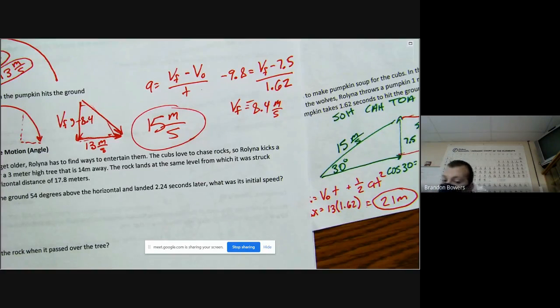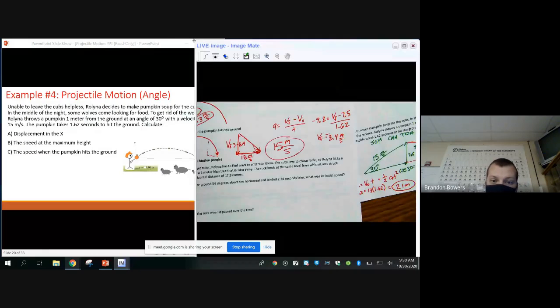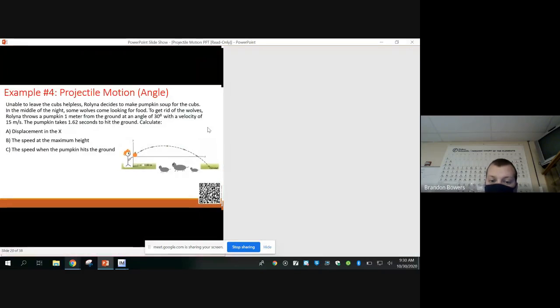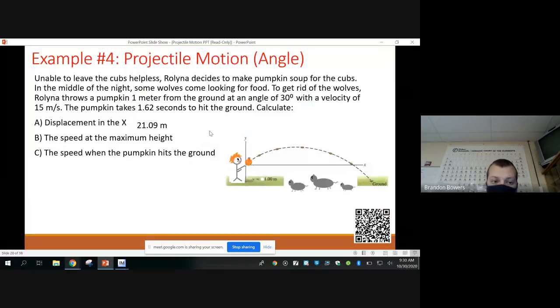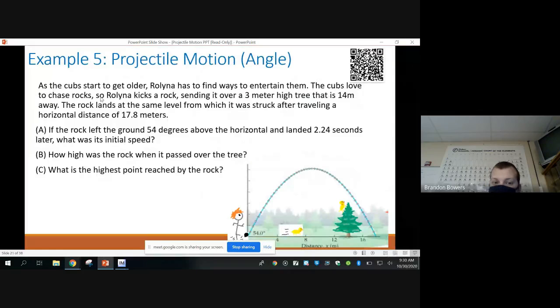All right. Next question. This gets to where Aiden was talking about. All right. Next question is a little tricky. As the cubs start to get older, Relina has to find ways to entertain them. The cubs love to chase rocks, so Relina kicks a rock, sending it 3 meters over a 3-meter high tree.